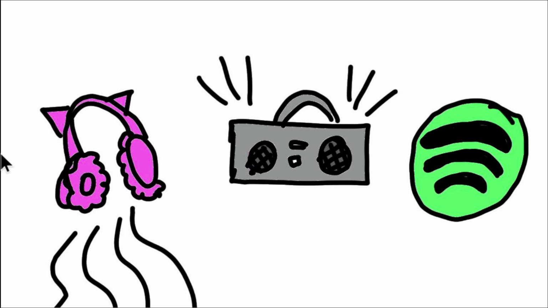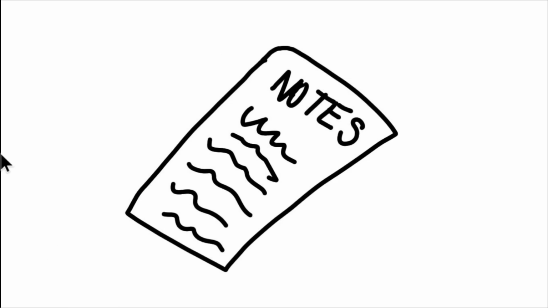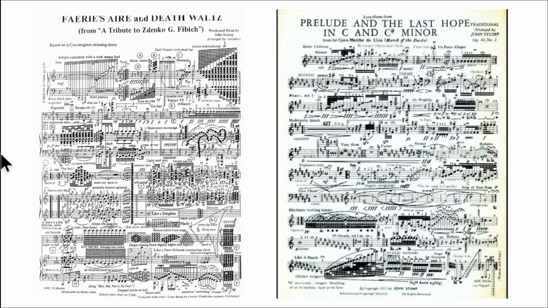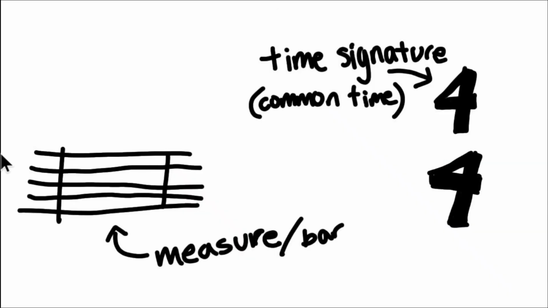So, music. We all know it. We have all listened to it, whether by radio, by these newfangled apps called Spotify, or just around. Music is made up of notes. Not those kind of notes. These kind of notes. How do we read notes?